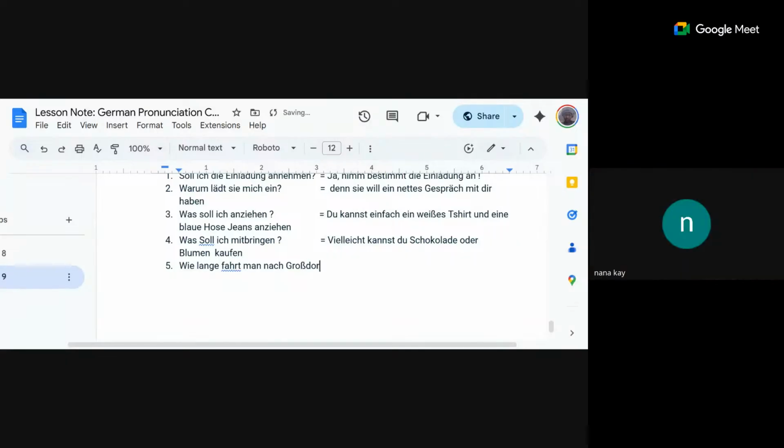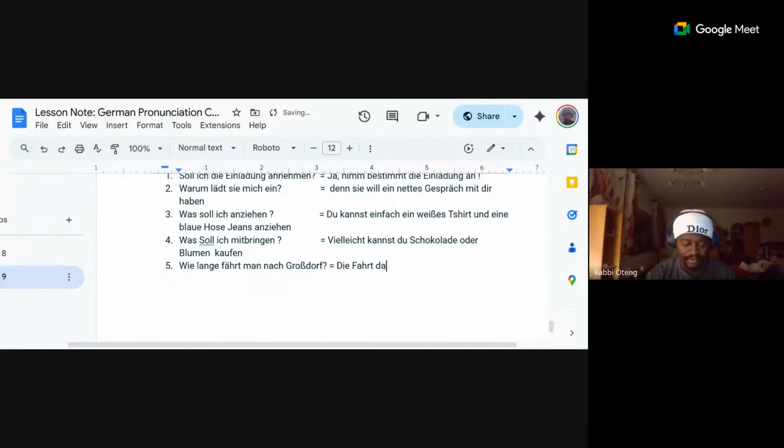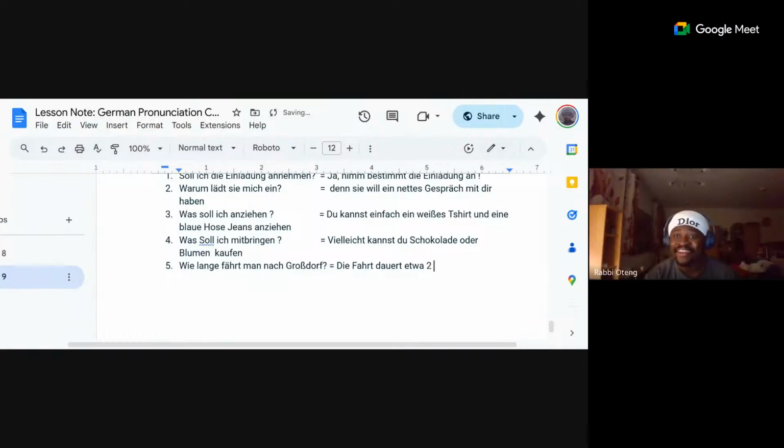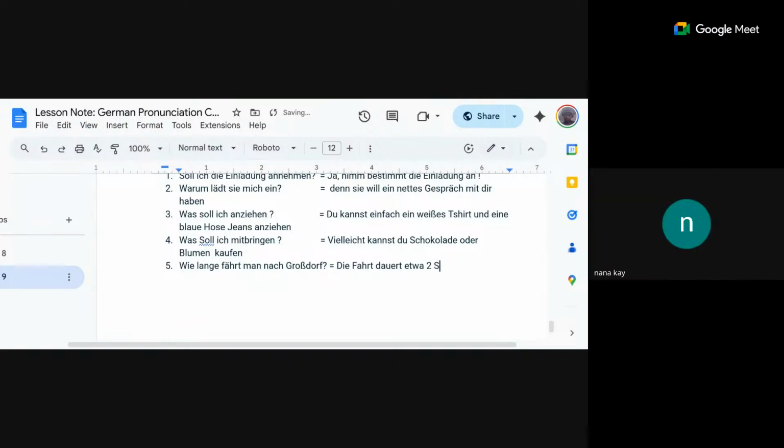Ich glaube, die Fahrt dauert etwa 2 Stunden. Was dauert? Ja, etwa 2 Stunden. Stunden, there is an invisible H between S and T. S, T. Stunden.